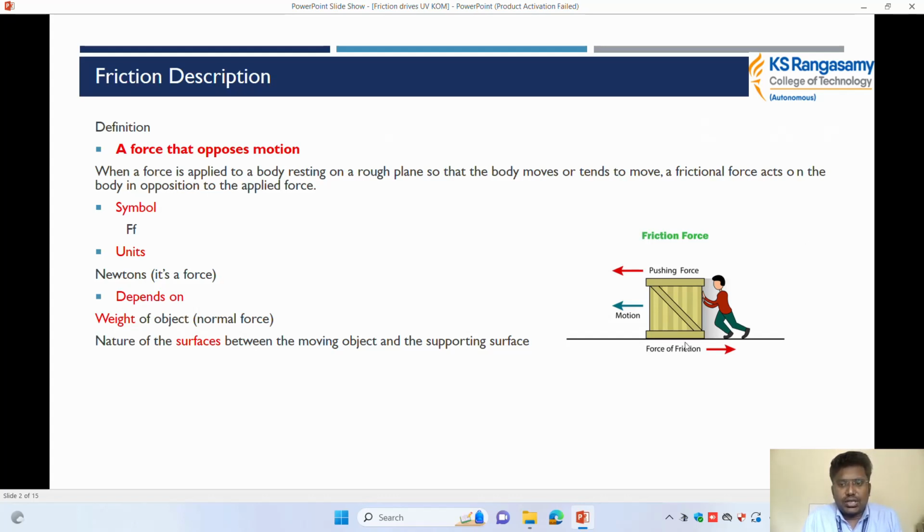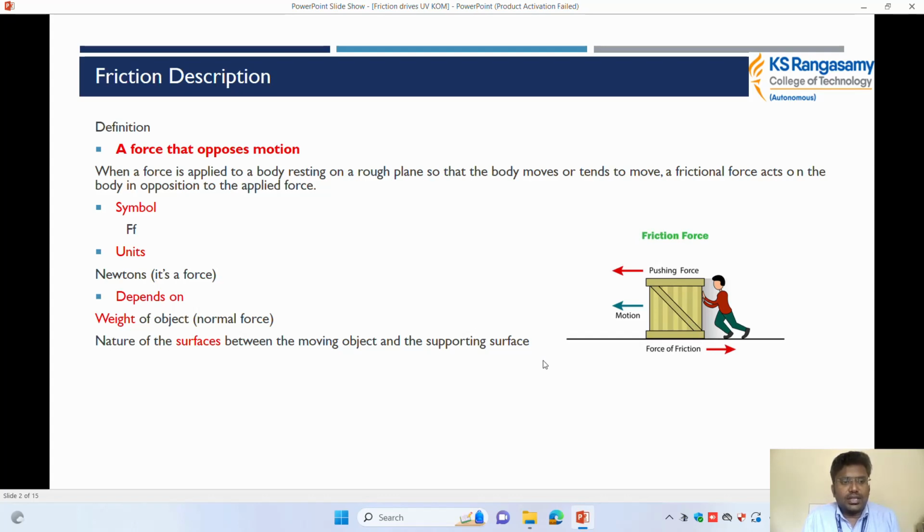Example, see the image. The man is pushing the object in the leftward direction. The blue arrow direction is the motion. The friction will be created in the opposite direction of the movable body. So that is an easy example for friction.